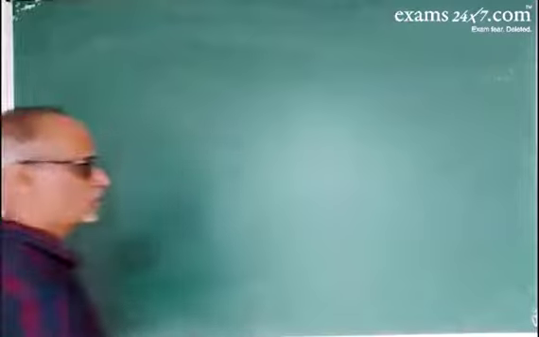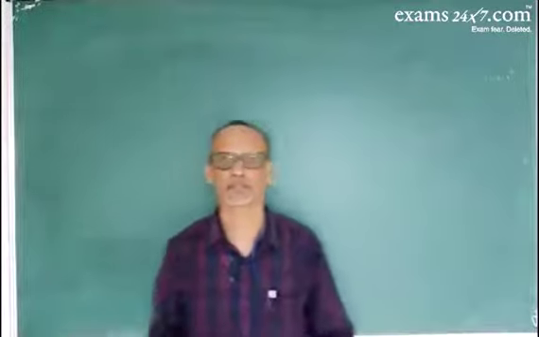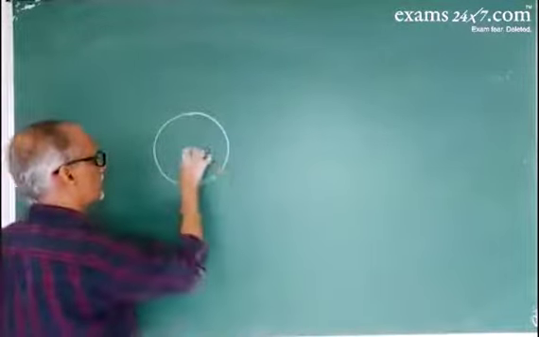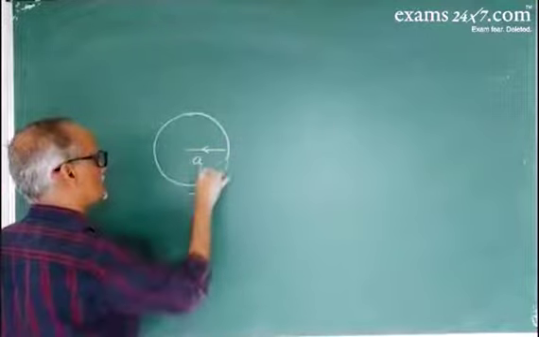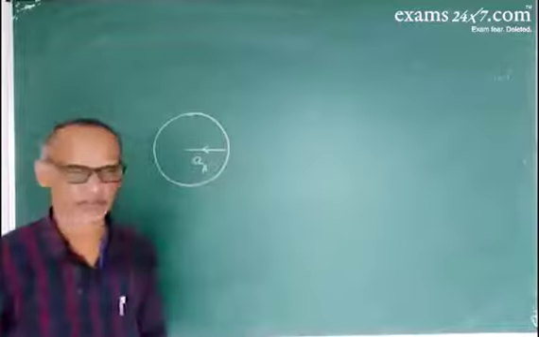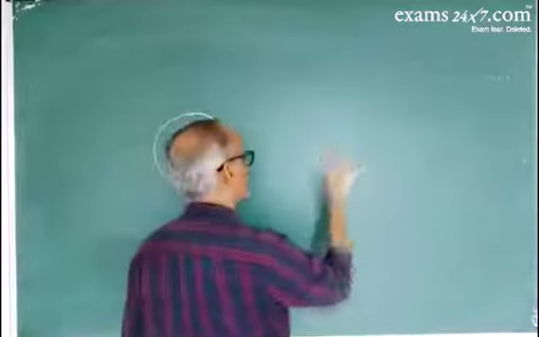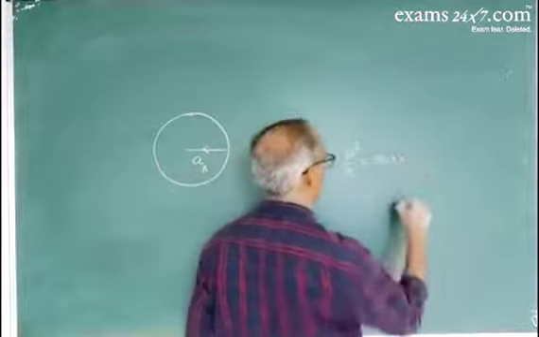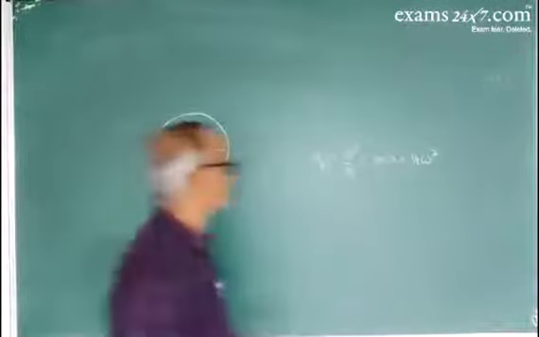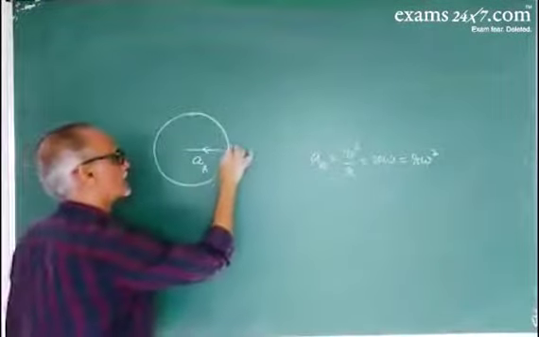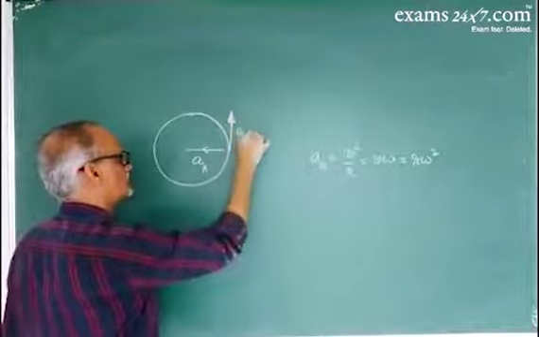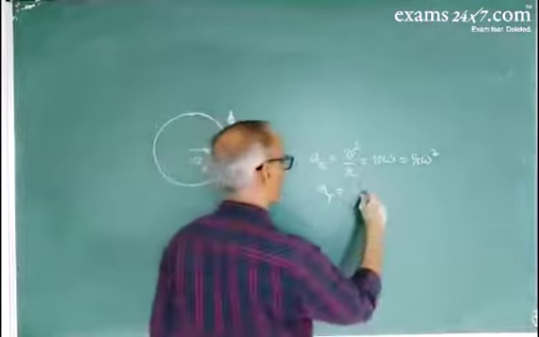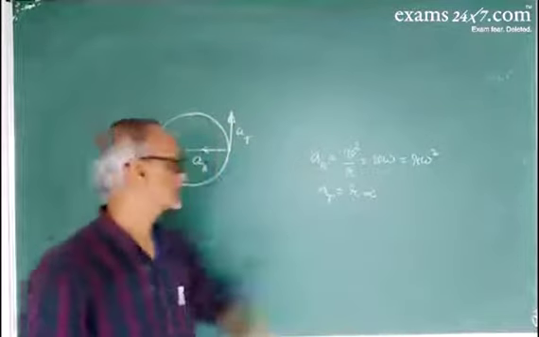In non-uniform circular motion, now what do you mean by non-uniform circular motion? In non-uniform circular motion, in addition to the centripetal acceleration, which is also called the radial acceleration, which is given by a_r = v²/r = vω = rω², there will be a tangential acceleration, a_t, and that tangential acceleration is given by rα, where α is the angular acceleration.